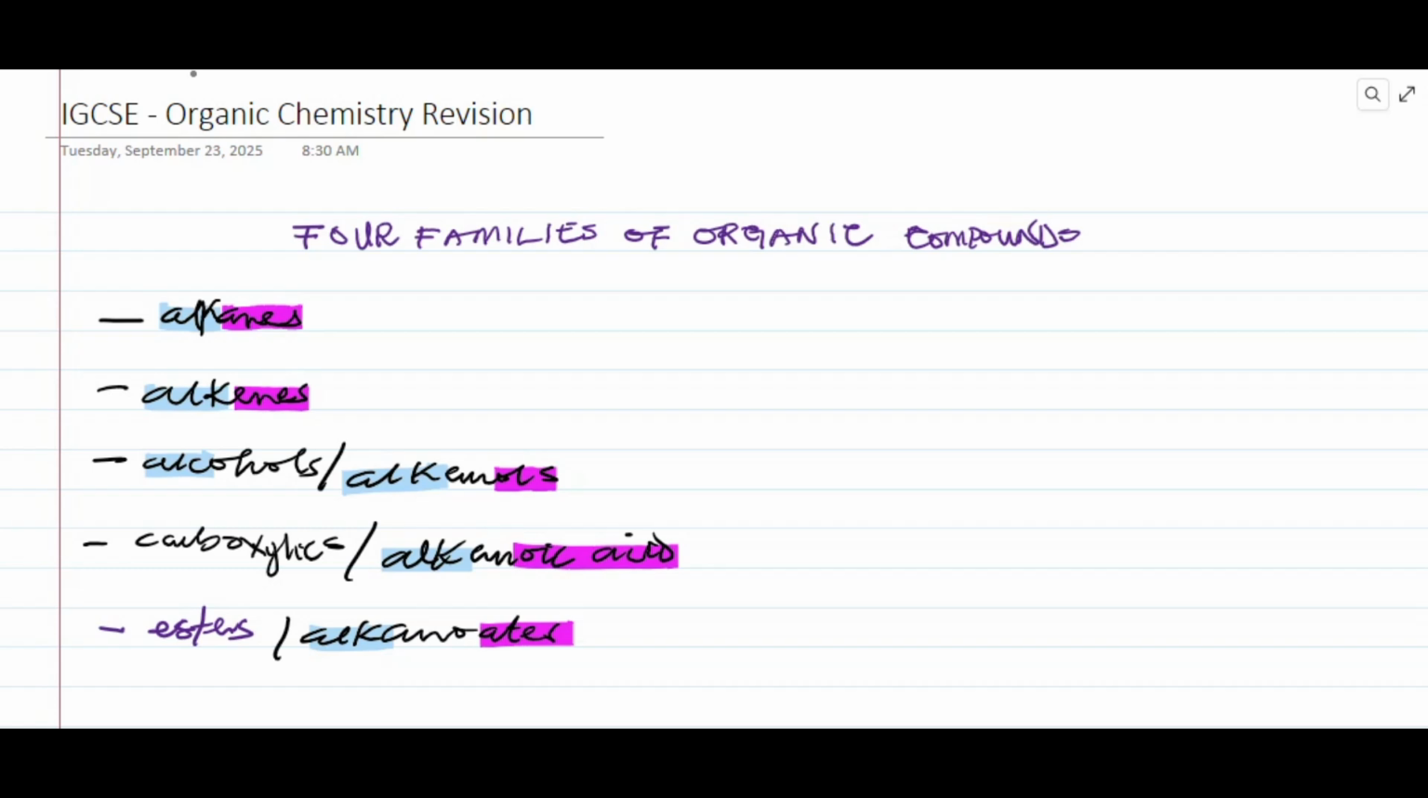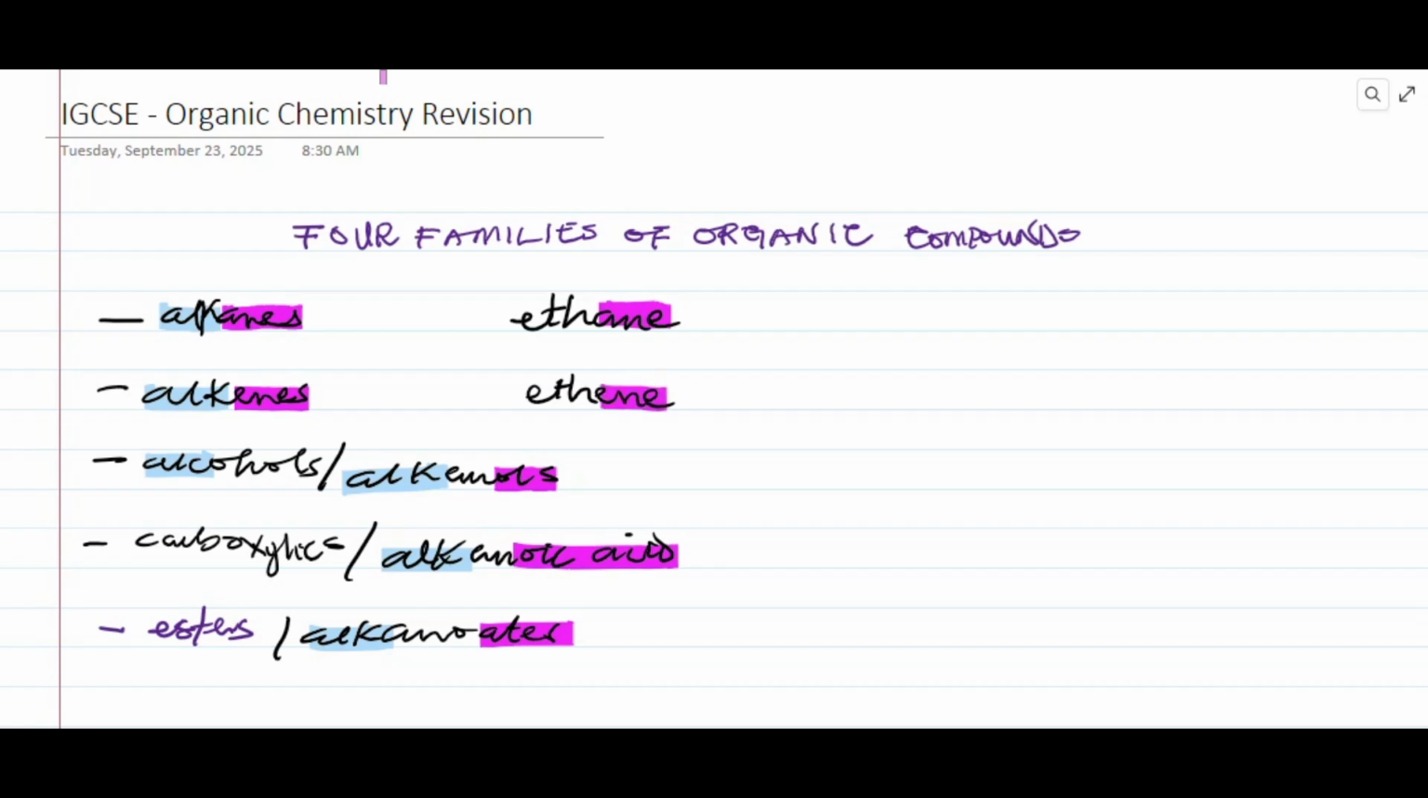Whenever you see a compound whose name ends with ane, you know that that compound belongs to the alkane family. For example, when you have ethane, you don't need to disturb yourself. You know, oh, this one belongs to the alkane family because of this ane ending. And if you have a compound whose name is ethene, definitely you will know that there's a difference between ethane and ethene. So ethane belongs to the alkane family, ethene belongs to the alkene family.